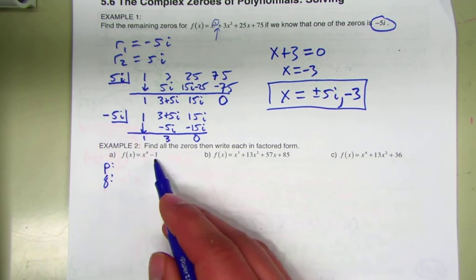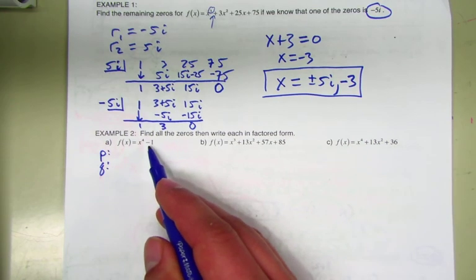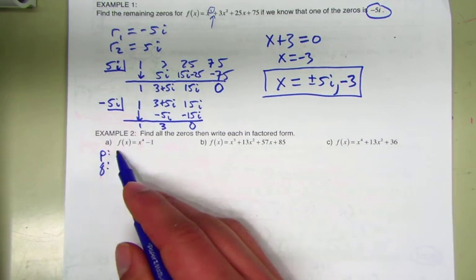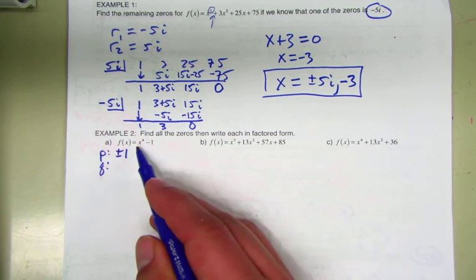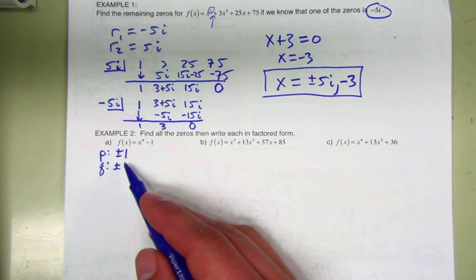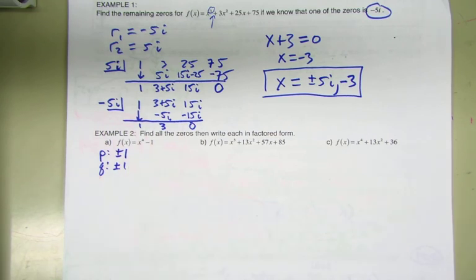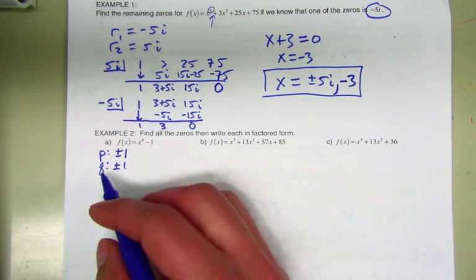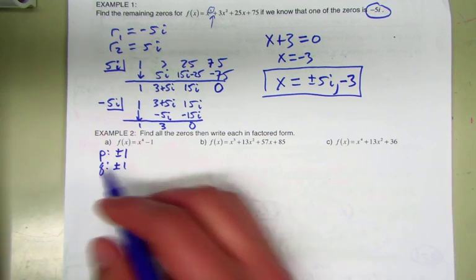The P's come from the very last number in the polynomial. What are all the factors there? And then what about for Q? Same thing. So you could test all of them, or if you have your calculator, just graph it and see where the zeros are. So take a quick second if you don't want to test it.